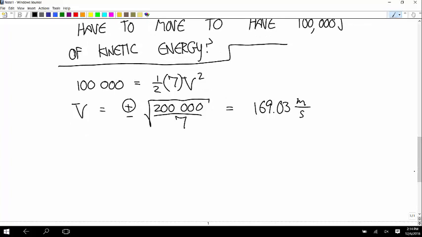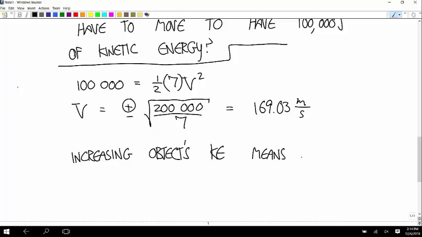But notice that increasing an object's kinetic energy means speeding it up, and decreasing its kinetic energy means slowing it down. Because the objects, in this class anyways, the mass stays constant. You never do anything to the mass. So increasing an object's kinetic energy means speeding it up, and decreasing its kinetic energy means slowing it down.